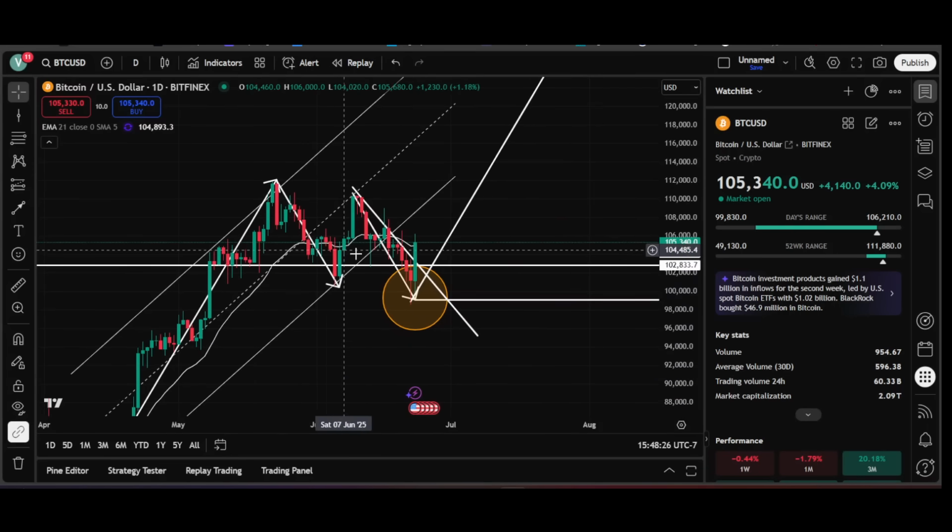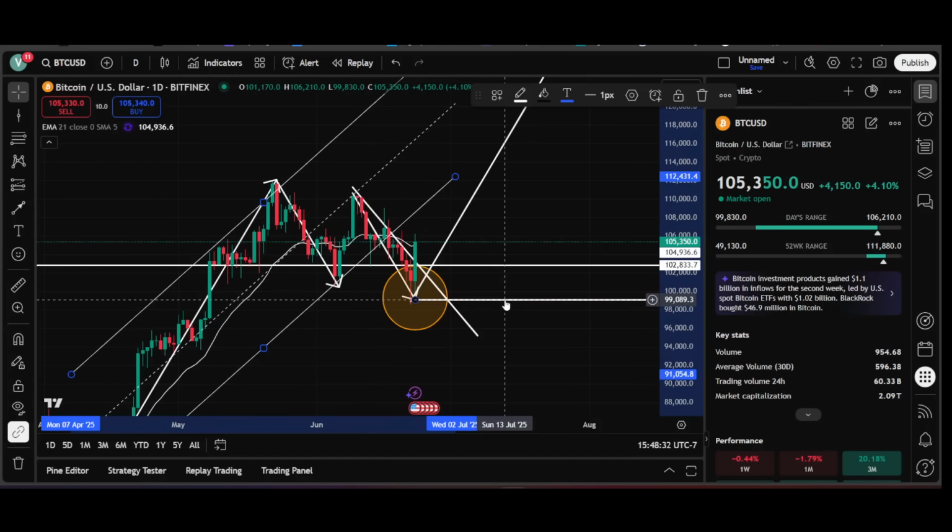Why? Because we saw 2 legs down measured. So with 1 leg down right here, this is the start of the second leg. And that's why I had this horizontal line here at 99,000 or high 98,000 level. Price bounced from it, and now we got back above the 102, 103 level. So that's a good sign.